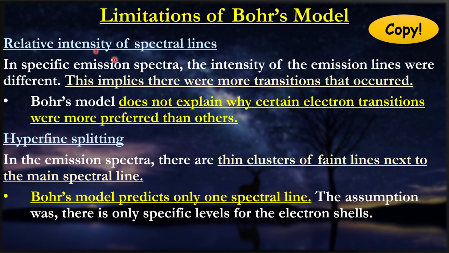Okay, so let's just quickly summarize. If we're talking about the relative intensity of the spectral lines, there's an implication that there are more transitions with the emission lines. So one of the issues is Bohr's model doesn't explain why certain transitions are more preferred. The hyperfine splitting is when we have thin little clusters of thin lines next to the main one. Bohr's model only predicts one spectral line because we only expected one specific energy level, so that's not well explained.